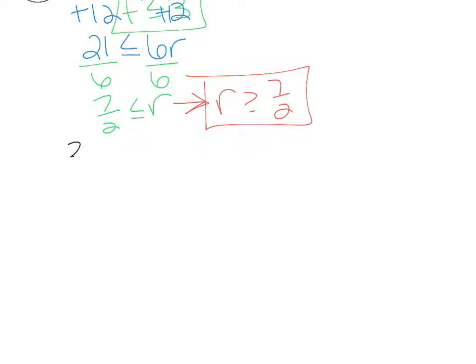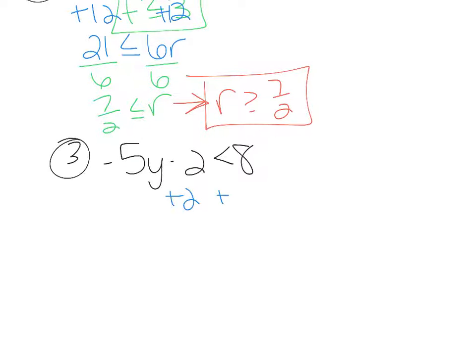Okay, number 3. Negative 5y minus 2 is less than 8. Kind of like the last ones, that minus 2 is the first thing that's got to go, so we're going to add 2 to both sides. So I have negative 5y is less than or equal to 10. Now to get rid of the negative 5, we're going to divide both sides by negative 5.